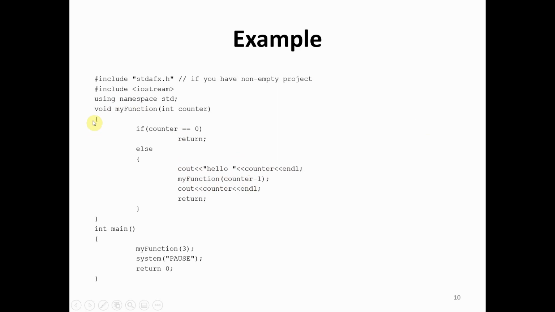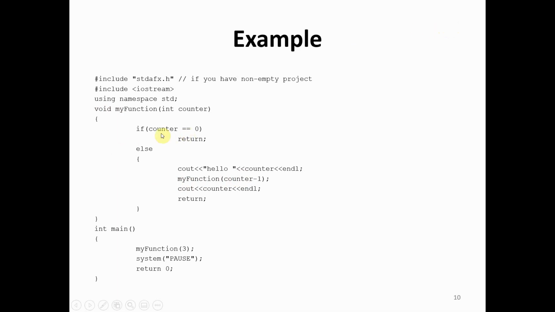It would jump here. Another stack frame. This time counter is equal to 1. This is not true. It's gonna jump here. It's gonna print hello 1. And this time it's gonna call the function with the argument 0. So it jumps here. Another stack frame. Counter at this point is equal to 0.